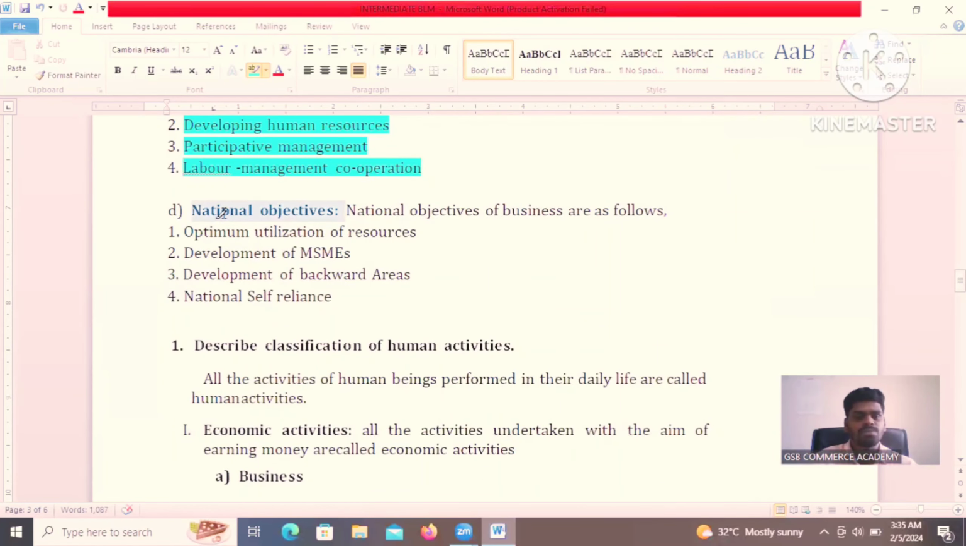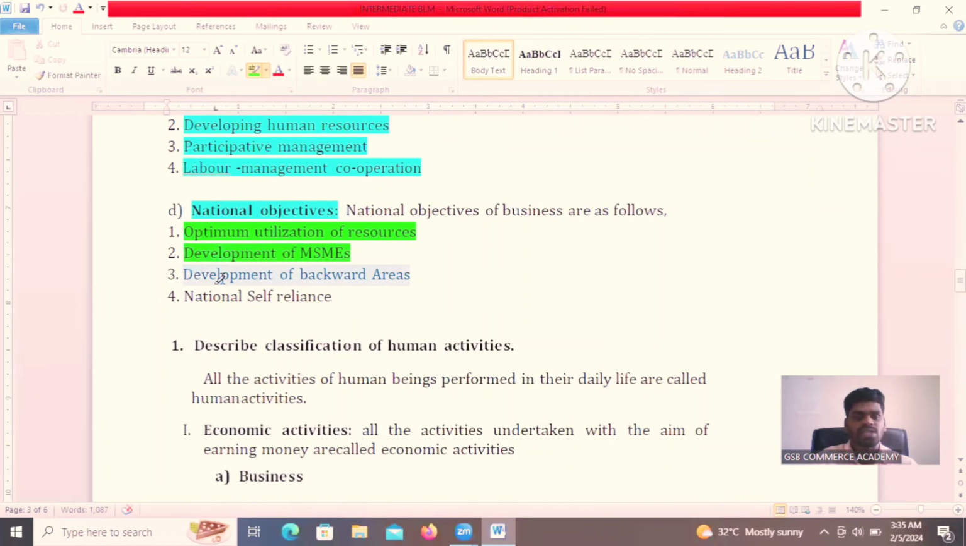And the national objectives. The national objectives of the business are as follows: optimum utilization of the resources. Optimum utilization of the resources is nothing but the efficient and effective utilization of all the financial resources, natural resources, finance and human resources in the business organization for earning more profits. And development of the micro, small, medium enterprises.